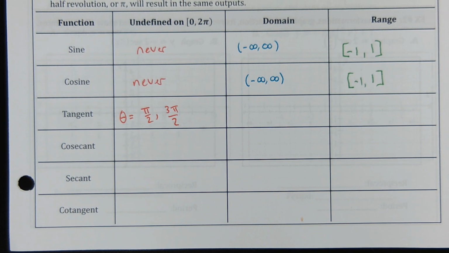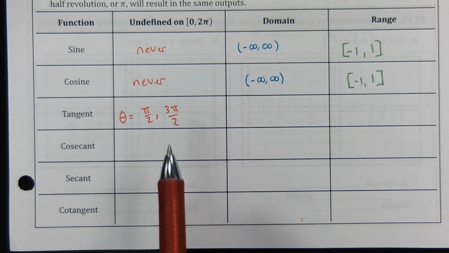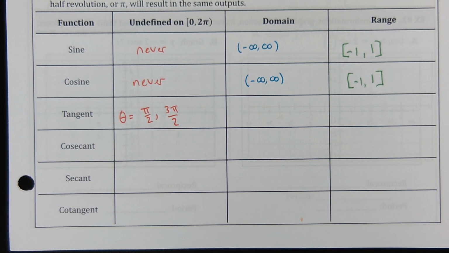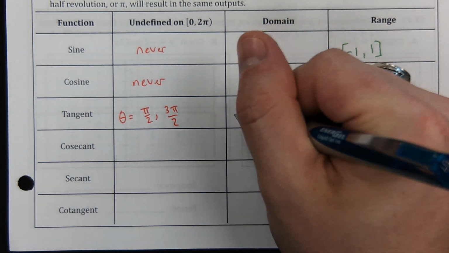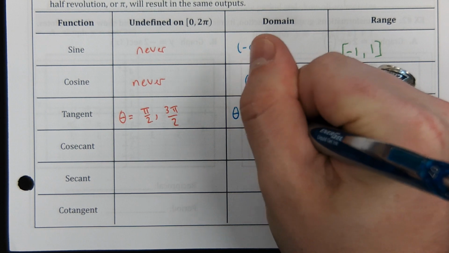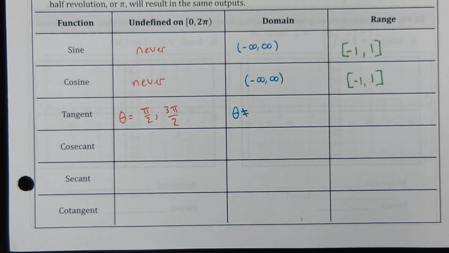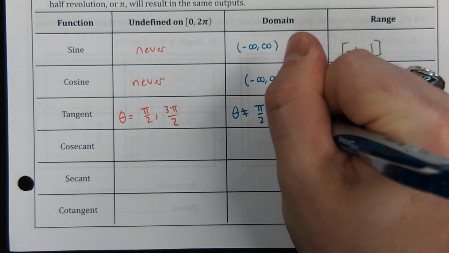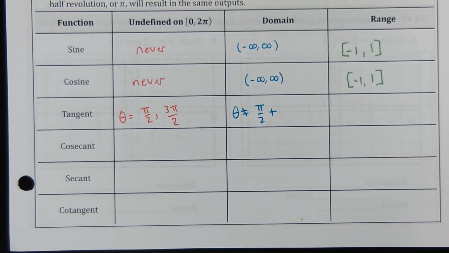Oh, so then what is its domain? Its domain is everything except for the 1, 3, 5, 7, 9, the odd multiples of pi. We've done that before. How do we say everything but the odd multiples of pi? Well, you say theta better not be... You pick the first odd multiple of pi and then go period length.